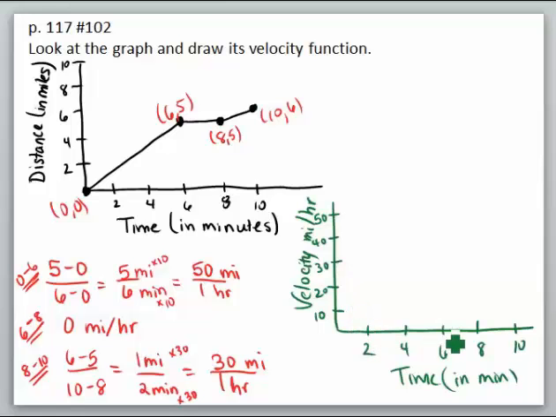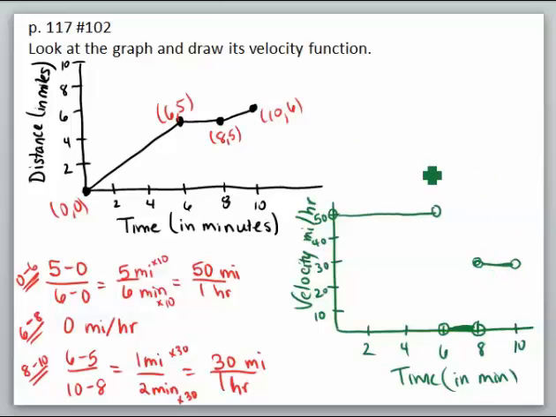So when I create this, from 0 to 6 minutes, I'm traveling 50 miles per hour, and it's a constant rate. From 6 to 8 minutes, I'm traveling 0 miles per hour, so it's just lying down here. I'll scribble that in darker so you can see that I put something there. And then from 8 to 10, I'm traveling 30 miles per hour, constant rate.